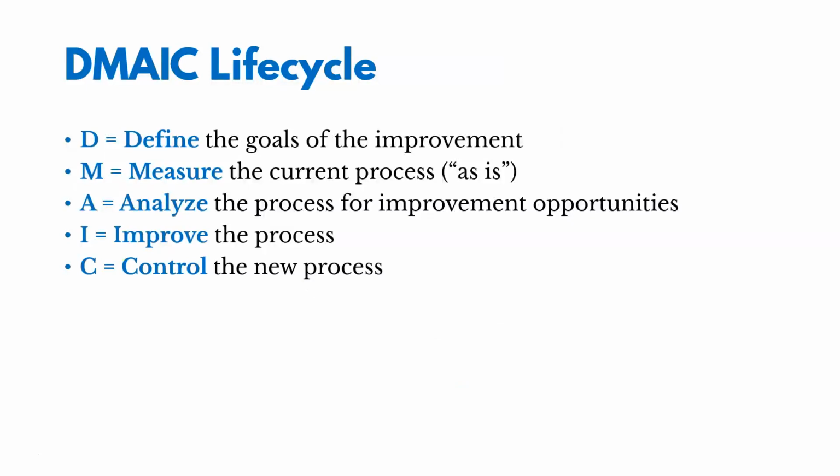So the define phase, we're defining the goals of the improvement. We're outlining what we hope to accomplish from the improvement effort. And then after we define the goals, we measure the current process as it is today. We need to know where we're starting from. And then we analyze the process for areas of improvement, finding ways to make it better. And then we improve the process, actually implement those changes, and control the new process over time to make sure the changes that we've made actually last for the long term. We want to control the new process.